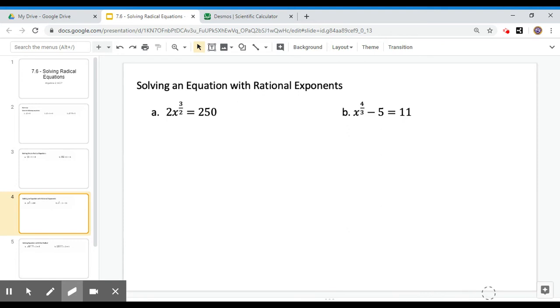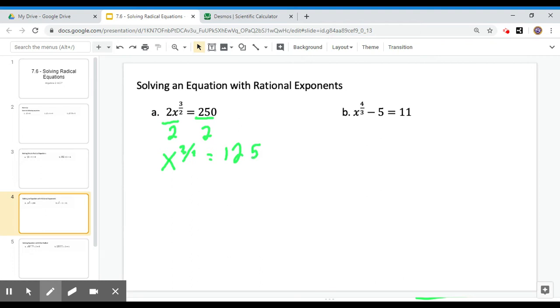So those were roots. We can also solve equations that have rational exponents. This is going to make us remember one more thing about fractions. So first thing you want to do is get the term that has a rational exponent alone. So in this case, we want to get x to the 3/2 alone. So we're going to do that by dividing by 2, because that 2 is not raised to the 3/2. It's only the x that's raised to the 3/2. So then we have x to the 3/2 equals 250 divided by 2, which is 125.